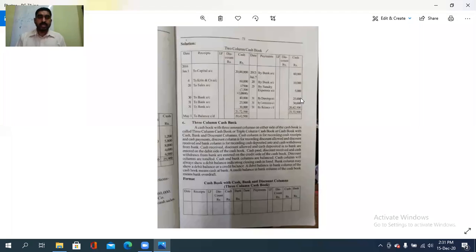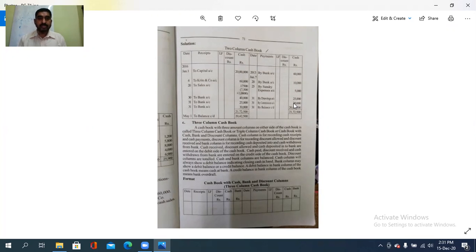So this is the case with regard to double column cash book, where the cash book has two columns on both the sides for the cash received and the discount allowed on the debit side, and the cash payments and the discount received on the credit side. More problems I will give you today evening as assignment or homework to do. You can do it and send it to me later.